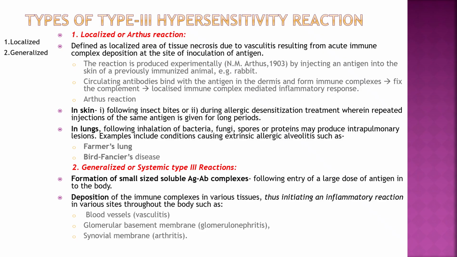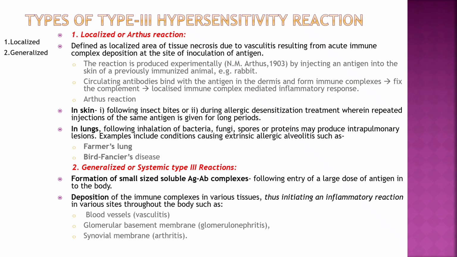It is seen in the skin following an insect bite or during allergic desensitization treatment, wherein repeated injections of the same antigen are given for long periods. In the lungs, following inhalation of bacteria, fungi, spores or proteins, it may produce intrapulmonary lesions. Examples include conditions causing extrinsic allergic alveolitis such as farmer's lung or bird fancier's disease.